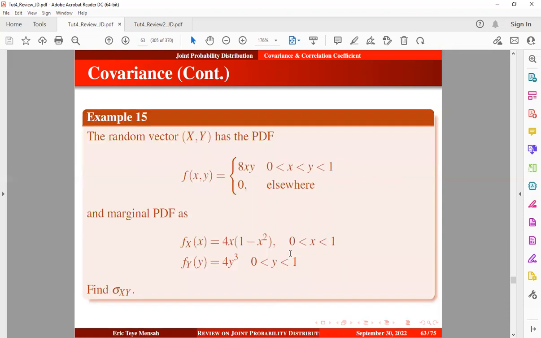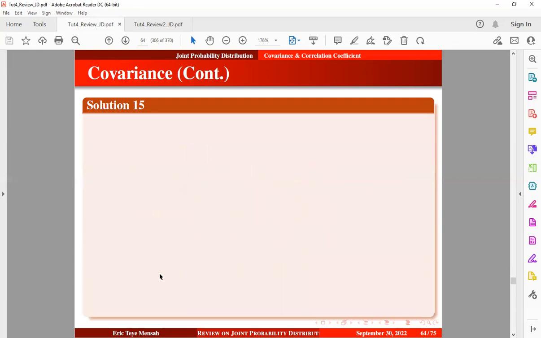All right, let's take another example. The random vector xy has PDF shown below, and also we have the marginal PDF shown below. So we have the marginal PDF of x and marginal PDF of y, okay? We want to find the covariance of x and y. So how do we do this? So we first have to find the mean of x, and also we have to find the mean of y, okay? Then we can also find the expectation of xy.